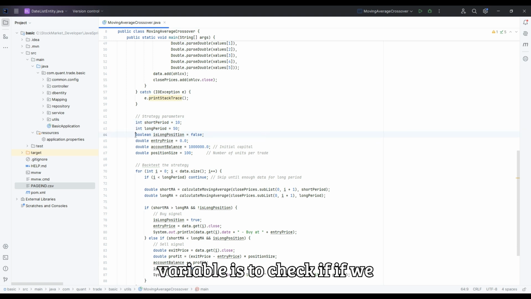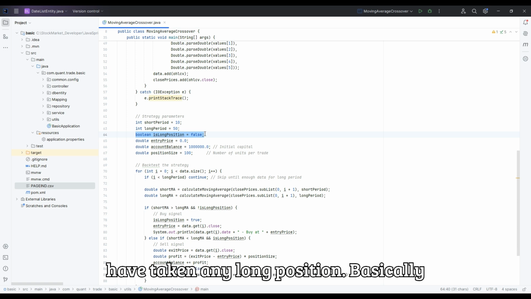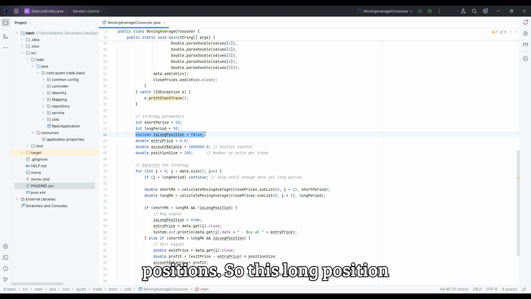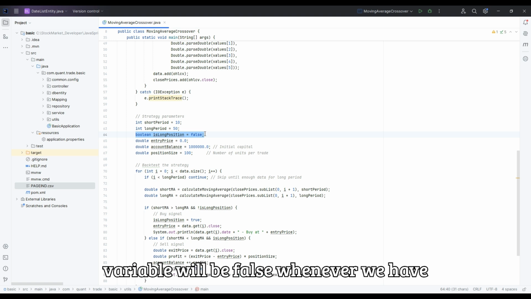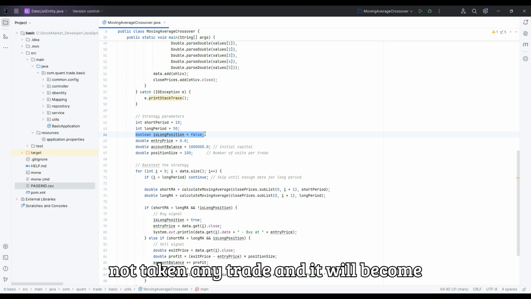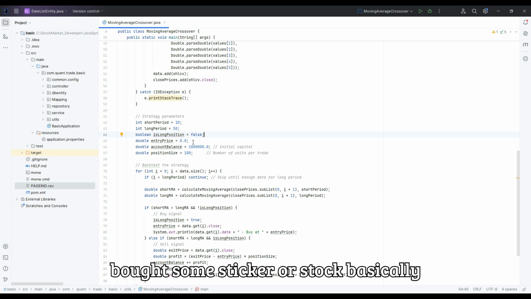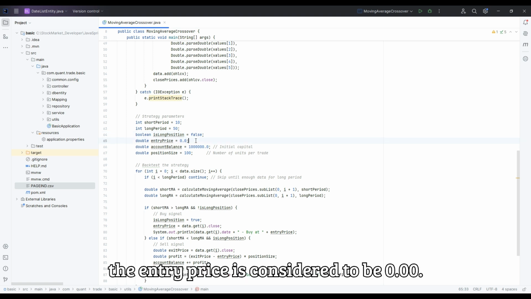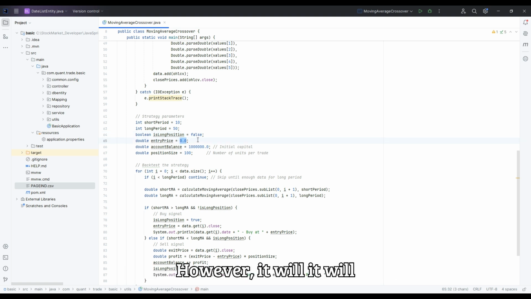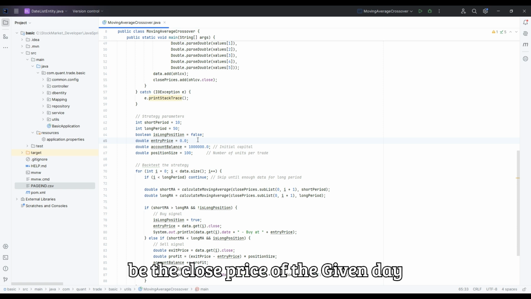And the next variable is to check if we have taken any long position. Basically, here we will be taking only long positions. So this long position variable will be false whenever we have not taken any trade, and it will become true when the trade is open, when we have bought some ticker or stock. The entry price is initially 0.00, however, it will be the close price of the given day when we take the trade.